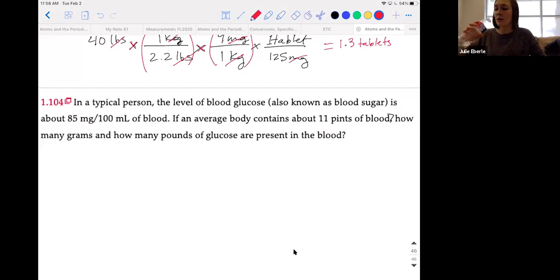So I'll read this problem. In a typical person, the level of blood glucose, also known as blood sugar, is about 85 milligrams per 100 milliliter of blood. If an average person contains 11 pints of blood, how many grams and how many pounds of glucose are present in the blood?